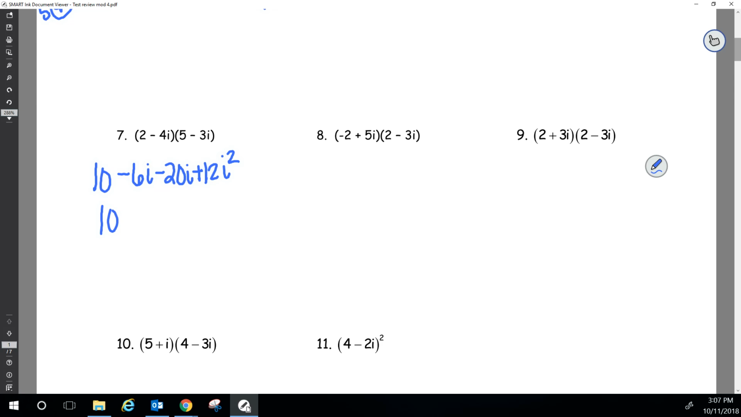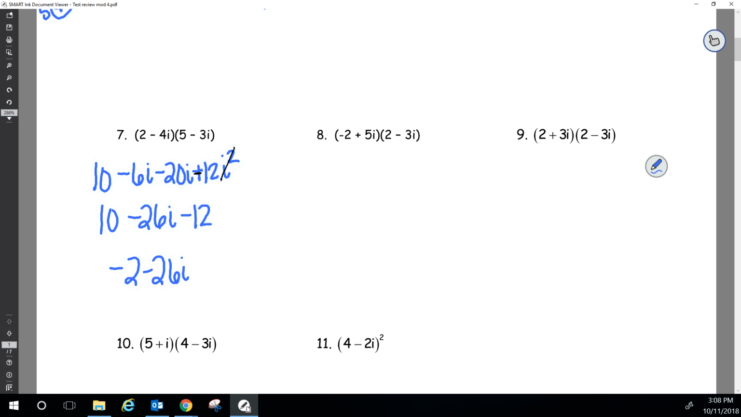So this would be 10. Negative 6i minus 20i would be negative 26i. i squared is negative 1. So this is actually going to turn this guy into negative 12. So 10 minus 12 would be negative 2 minus 26i. So again, i squared is the same thing as negative 1, negative 1 times 12 gives me my negative 12.